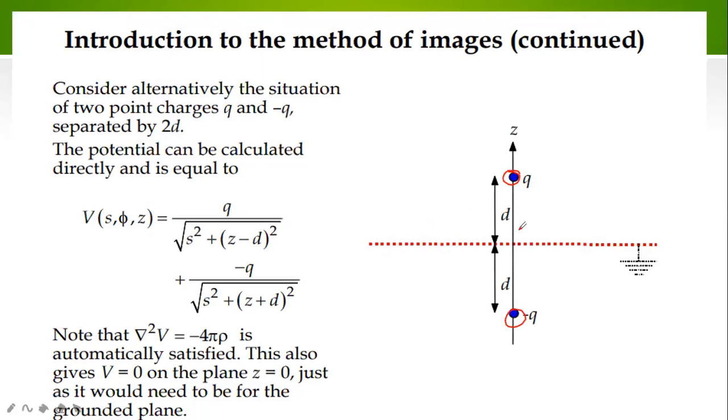We have to make an image charge. We will make an image charge below this plane. So below this conducting plane, we will put an image charge. Obviously, it will be in the opposite direction.